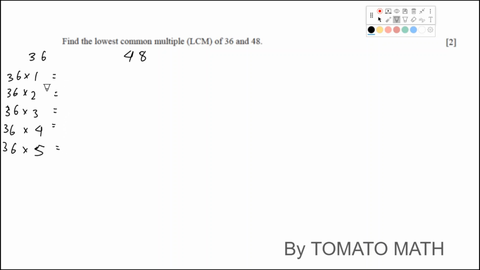So 36 times 1 will be 36, times 2 will be 72, times 3 will be 108, times 4 will be 144, then times 5 will be 180.